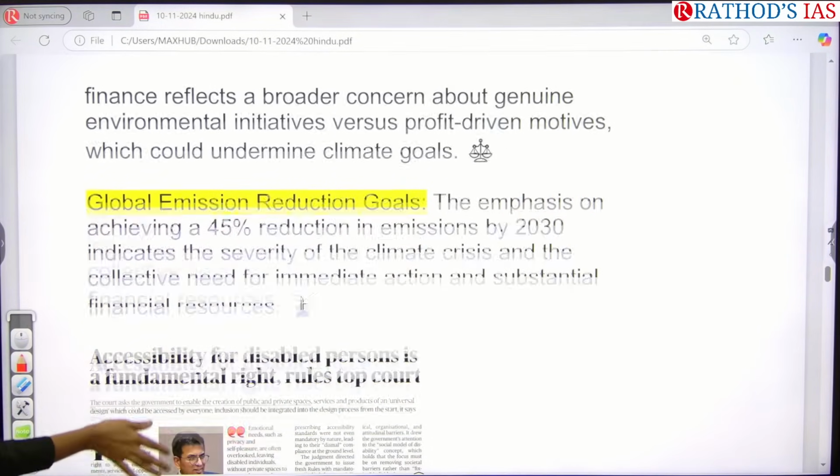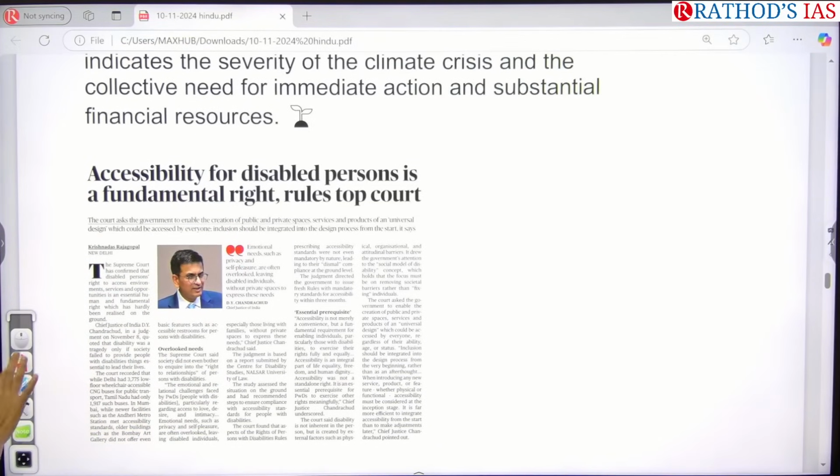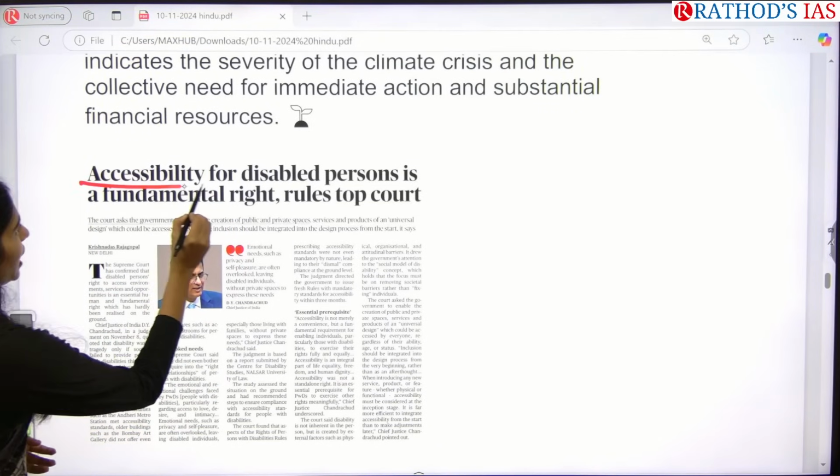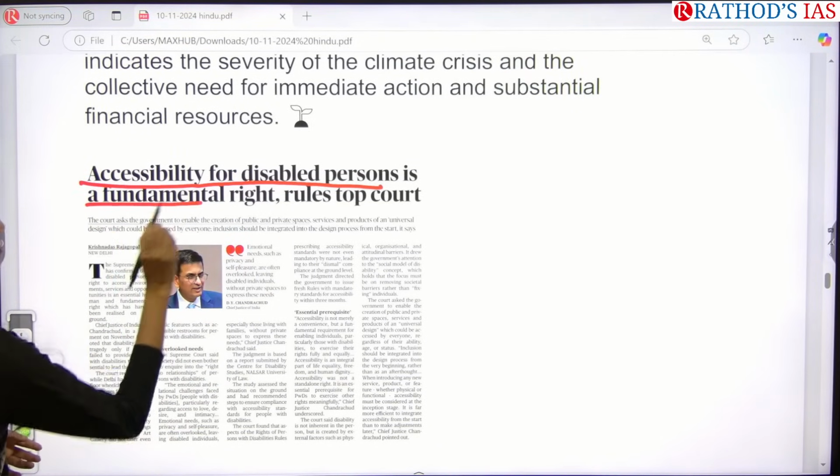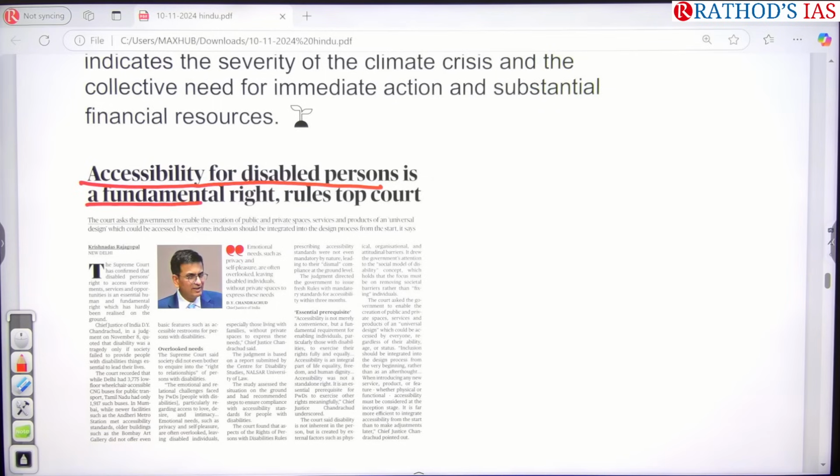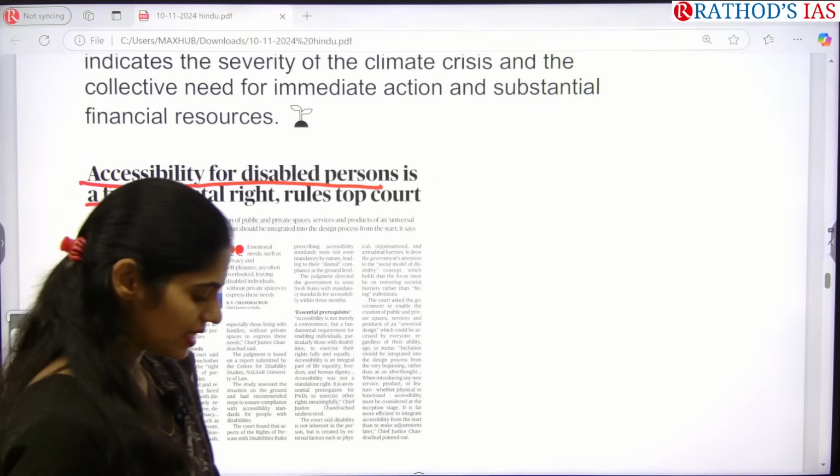What happened, Manoj? Okay, see this article. Accessibility for disabled person is a fundamental right, rule. Tell me what this article is about.